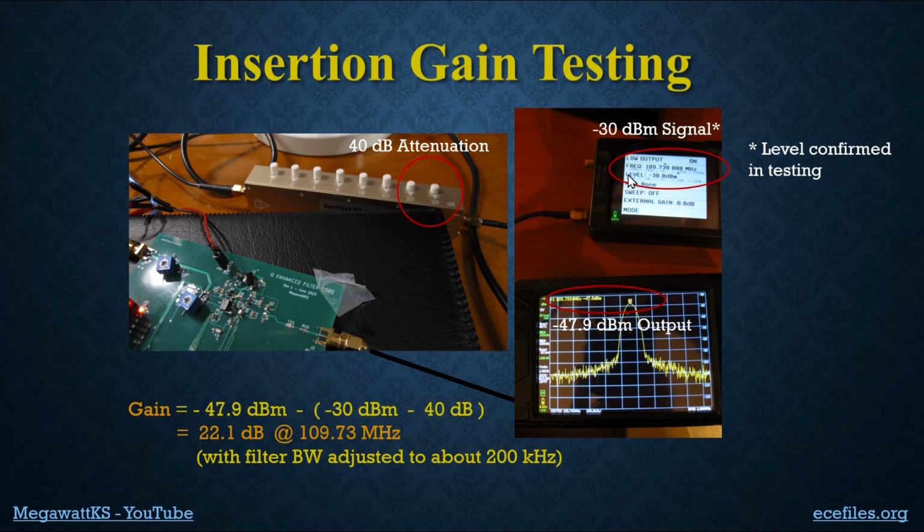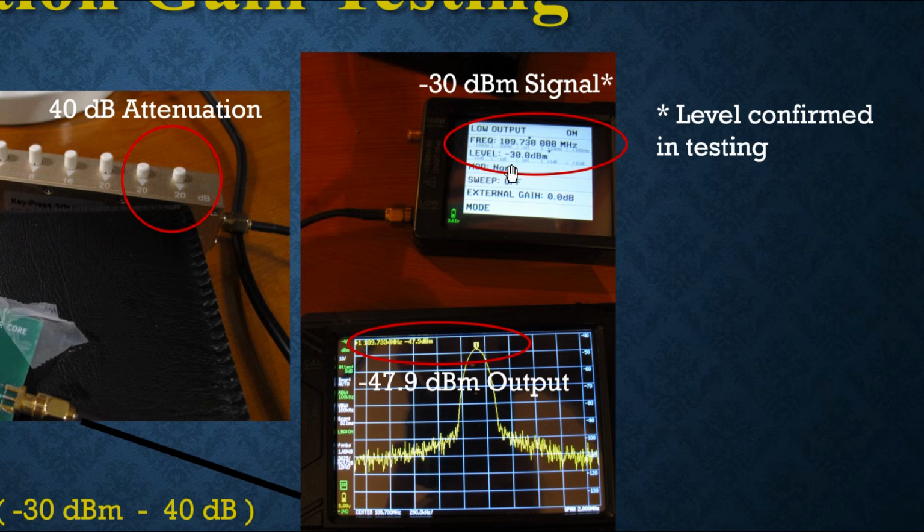I had it set to 109 megahertz, and the level is set at minus 30 dBm. But I don't take that at face value. I connected this directly to the spectrum analyzer, and it in fact read minus 30.0 or minus 30.1 or something, so close enough. Then that signal goes through this step attenuator, and during the testing of the gain, I am clicking in 2 20 dB steps, so a total of 40 dB attenuation.